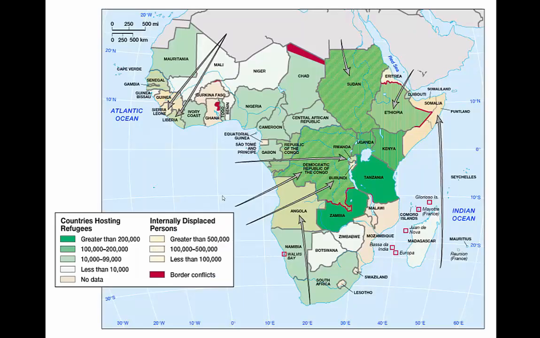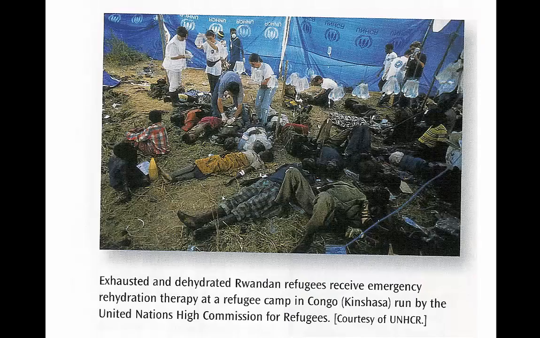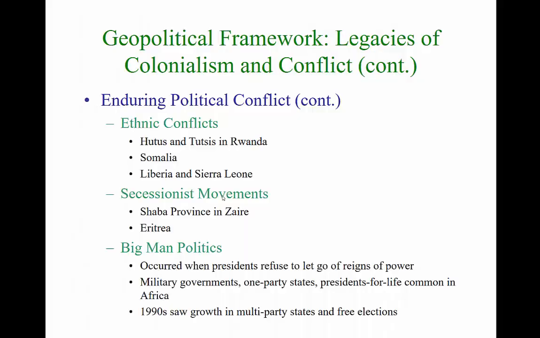And so we have a number of refugees as a result of a lot of this geopolitical context. And these are just some of the places referring to that. Rwanda in the 1990s, but a number of other places: Somalia, Liberia, Sierra Leone, Cote d'Ivoire, used to be called the Ivory Coast.